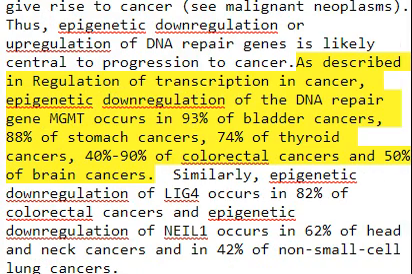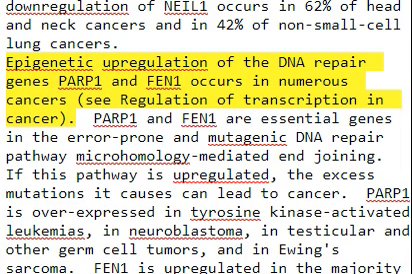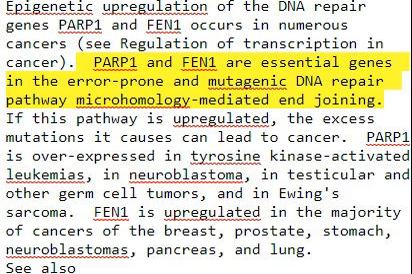As described in regulation of transcription in cancer, epigenetic downregulation of the DNA repair gene MGMT occurs in 93% of bladder cancers, 88% of stomach cancers, 74% of thyroid cancers, 40% to 90% of colorectal cancers, and 50% of brain cancers. Similarly, epigenetic downregulation of LIG4 occurs in 82% of colorectal cancers, and epigenetic downregulation of NEIL1 occurs in 62% of head and neck cancers and in 42% of non-small cell lung cancers. Epigenetic upregulation of the DNA repair genes PARP1 and FEN1 occurs in numerous cancers. See regulation of transcription in cancer.